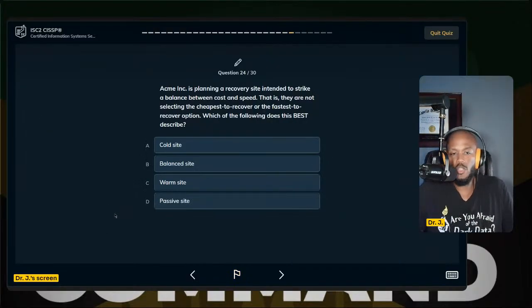All right, Acme Incorporated is planning a recovery site intended to strike a balance between cost and speed. That is, they are not selecting the cheapest to recover or the fastest to recover option. Which of the following does this best describe? Warm site.